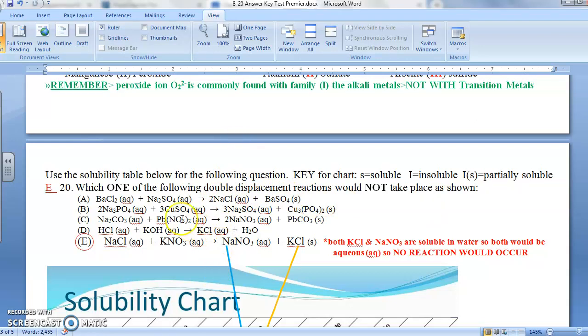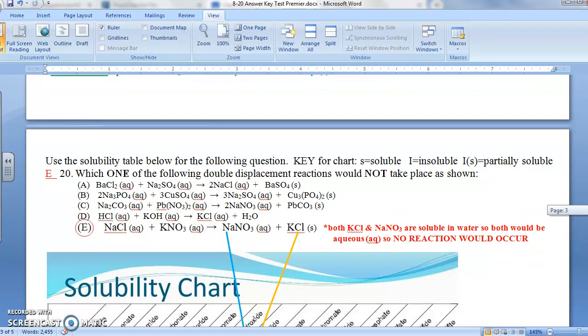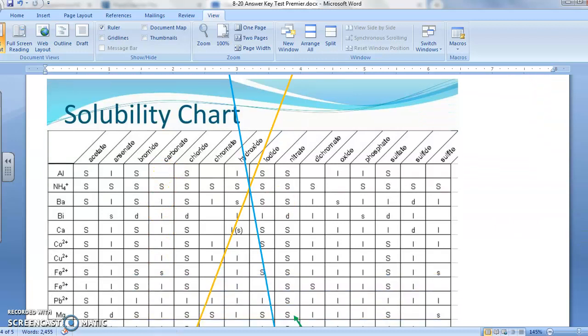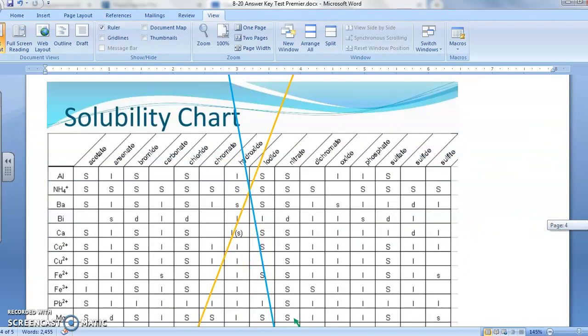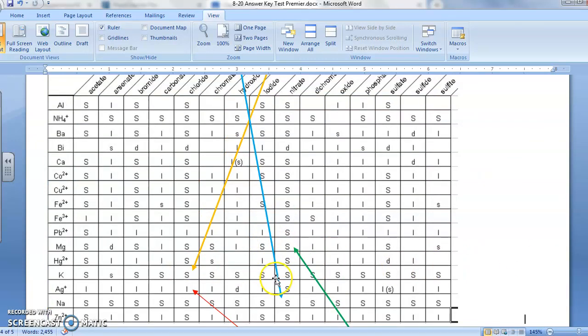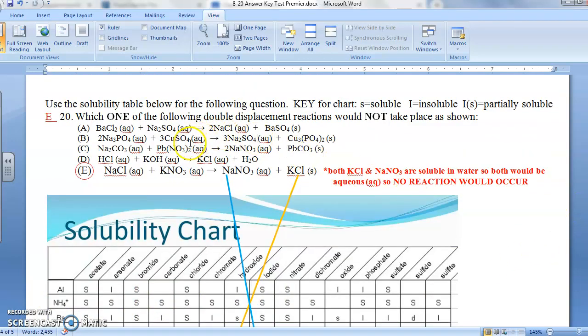Letter C, sodium carbonate. Is it soluble? We come down to the chart. Sodium carbonate is claimed to be soluble. Here's the carbonates. A lot of the carbonates are insoluble. We come down the list. What about, we're looking for sodium carbonate. We come down to the list. Here's the sodiums right here. Here's the carbonates right there. They are soluble. So water would be able to pull those apart.